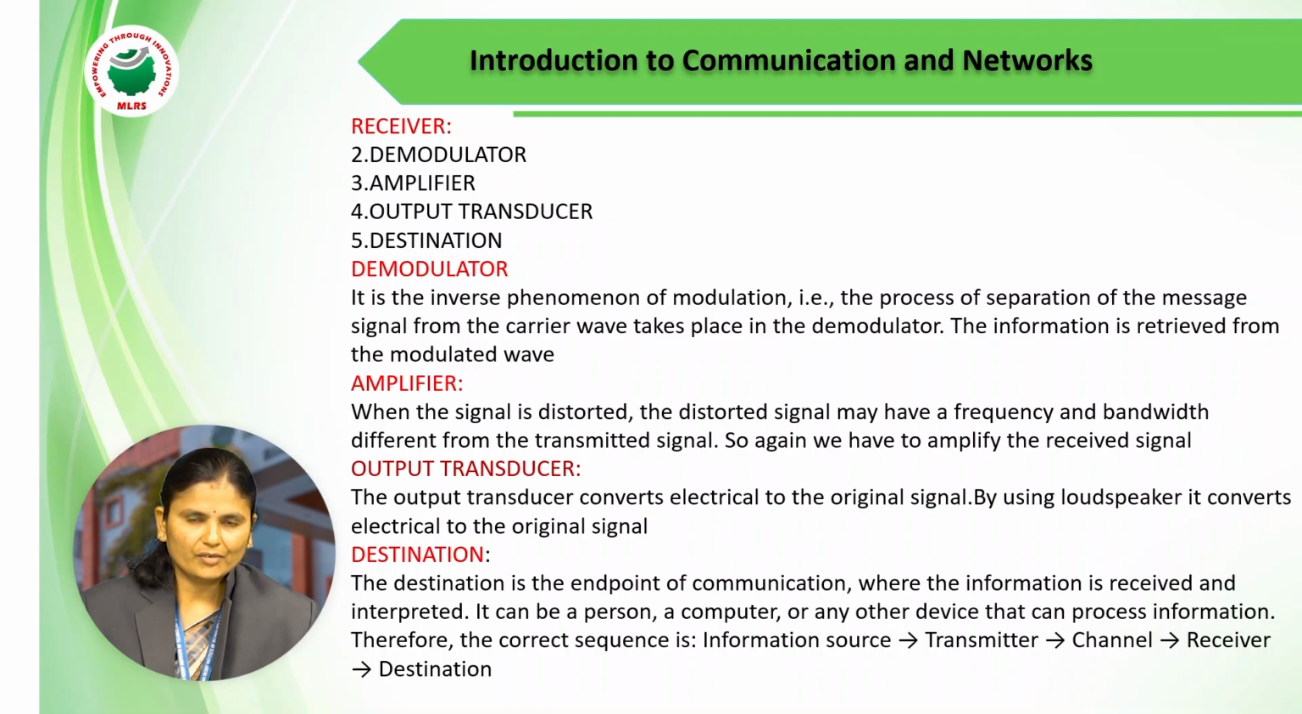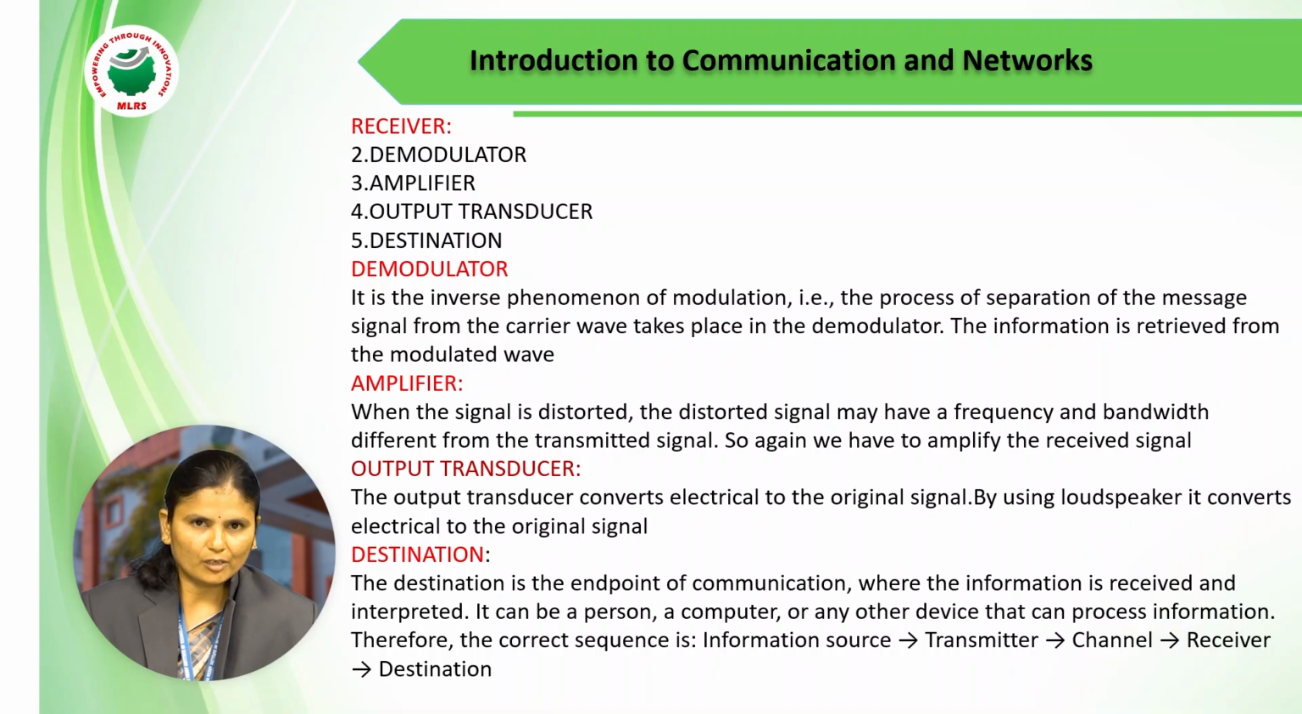In the receiver section, we also have the amplifier. The purpose of the amplifier in the receiver section is, in the communication channel, some amount of signal is distorted. The distorted signal may have frequency and bandwidth different from the transmitted signal. So again we have to amplify the received signal. After amplification, we are giving the output to the output transducer.